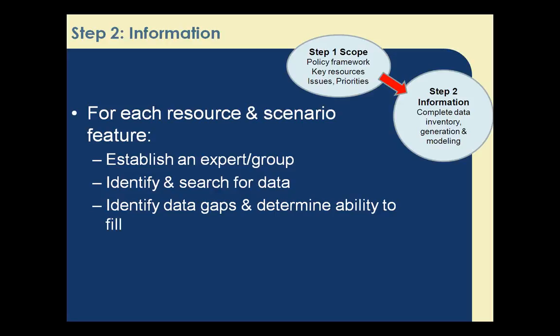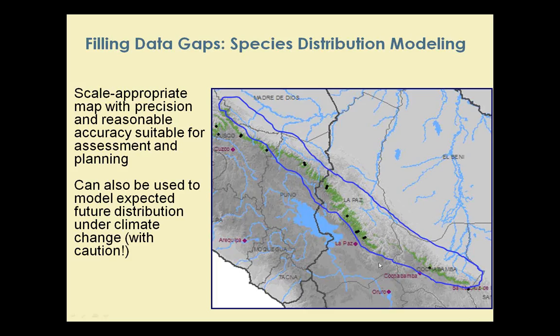So I want to just give one example about filling a data gap. This happens to be from South America, some work that we've done. But here is our starting point, this blue published range map for a particular species. And then we also have these dots which were records of observations of that species in the field. So what we're after is a scale-appropriate map with reasonable precision and accuracy that we can use for assessment and planning. Neither of these data sources we're starting off with really do the trick.